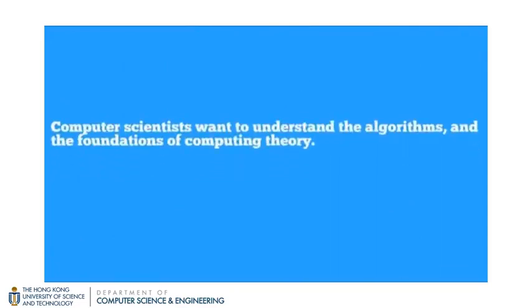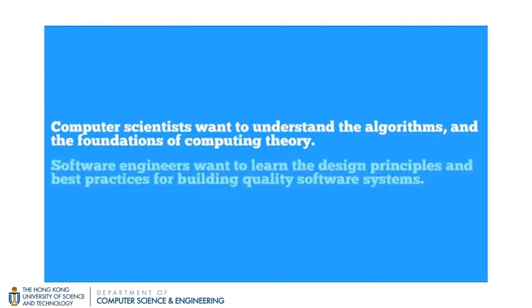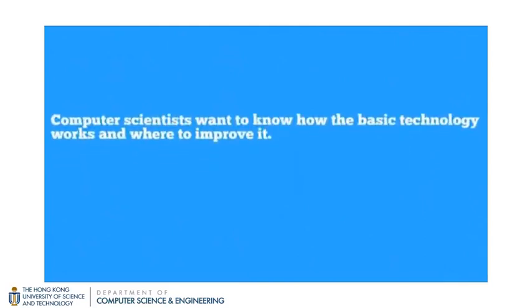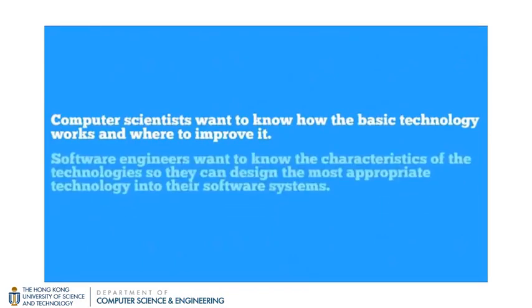Computer scientists want to understand the algorithms and the foundations of computing theory, whereas software engineers want to learn and design the principles of best practices for building quality software systems. And lastly, computer scientists want to know that basic technology works and how to improve it, whereas software engineers want to know the characteristics of technology so they can design the most appropriate technology into their software system.